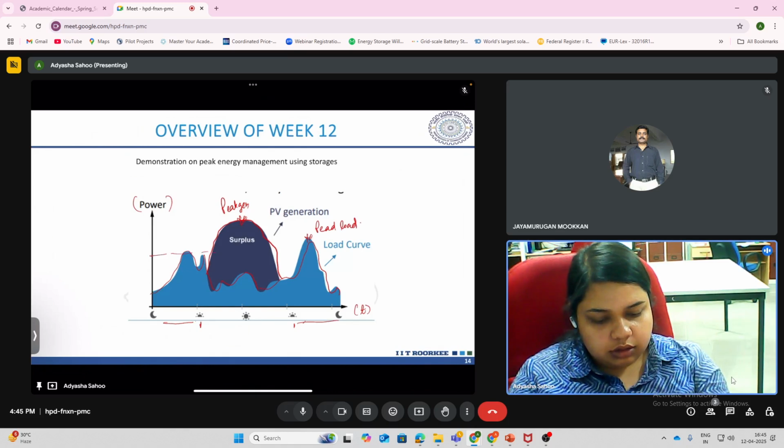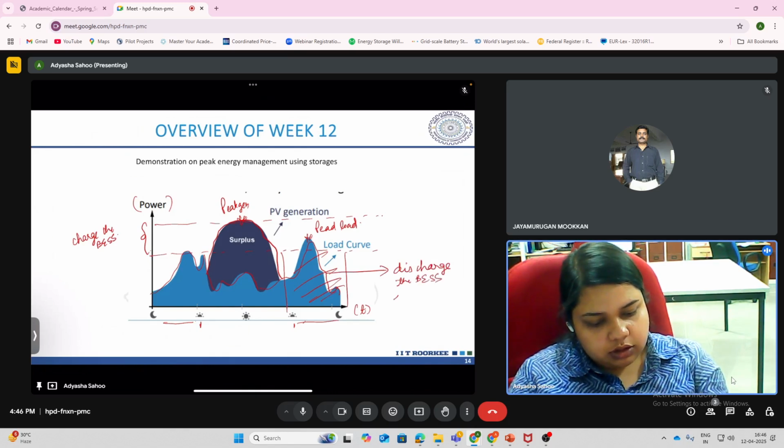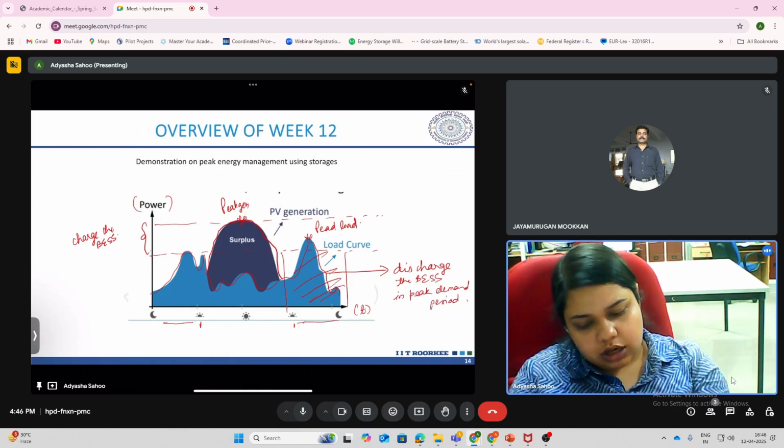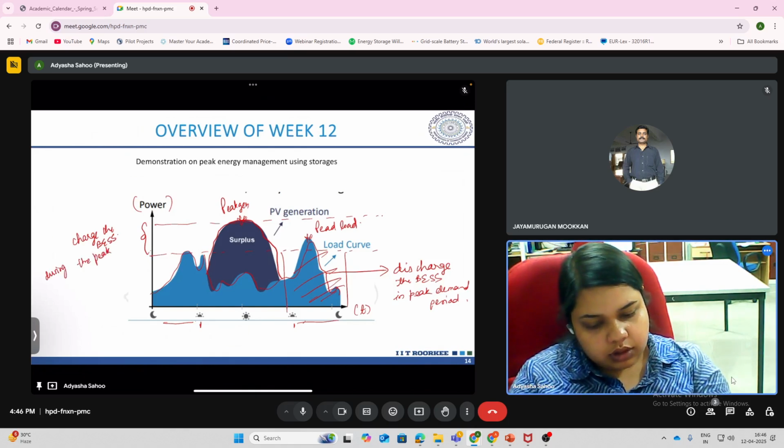basically we can use the storage, and during this duration of peak generation we can charge the battery, and we can discharge the battery in the peak demand period. By doing so, basically, we can do the peak energy management of the system.